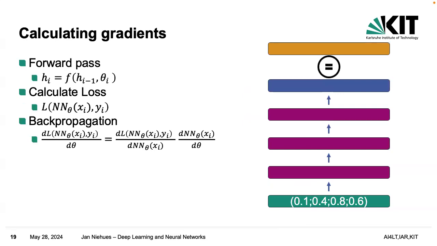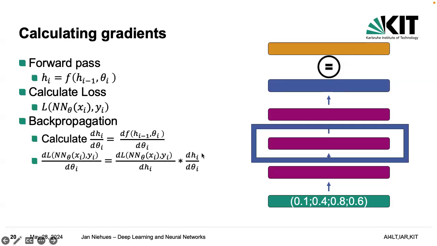Okay, so then we have calculated the loss, and now we can do the next step, and that means we can calculate the backpropagation. What we have to calculate is the derivation of the neural network output given the input and y, and then the loss with respect to the parameters that we have. Therefore, we can again use the rules of derivation: the derivative of the loss with respect to the neural network output times the derivative of the neural network output with respect to our parameters.